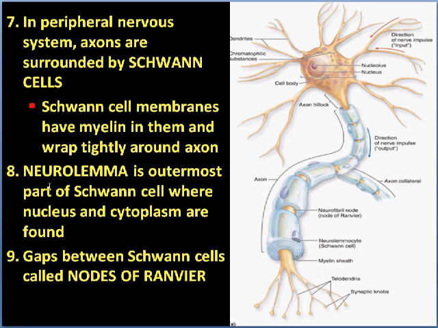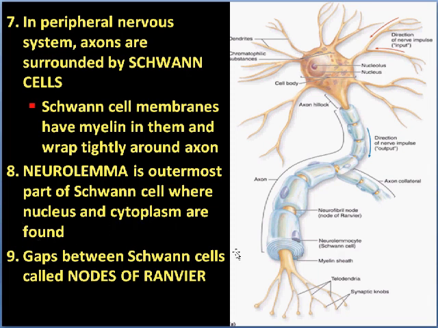Number 8 is neurolemma. And we've kind of seen this in the muscle cell, the sarcolemma. It's the outermost portion of the Schwann cell, where the nucleus and cytoplasm are found. And again, I would not ask you either/or, location or function, but you should just know what it is: the outer portion of the Schwann cell.